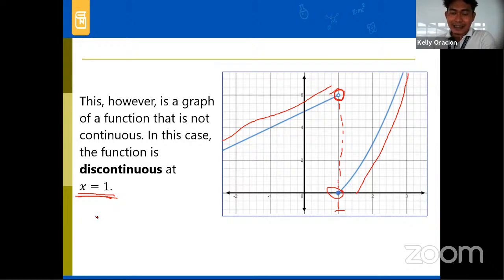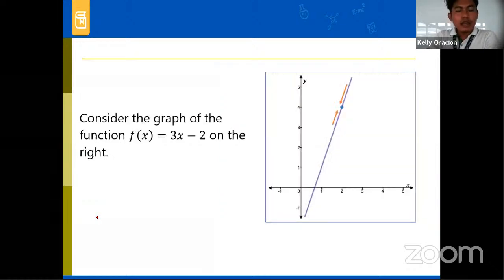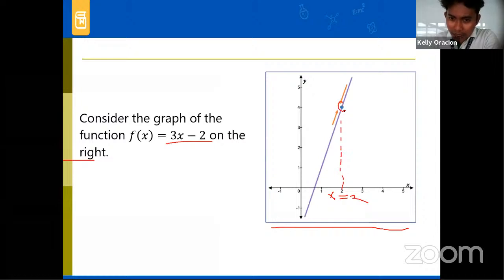Another situation is this. The graph of 3x minus 2 on the right. Is it continuous or not? The answer is yes, it is continuous. As you have observed, at x is equal to 2, its dot is shaded, not open. So since it is shaded, that means the function is continuous at x is equal to 2.